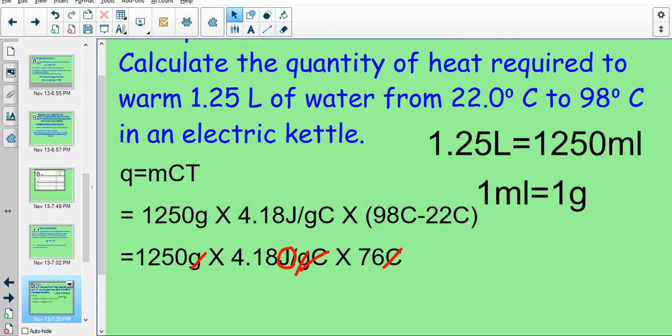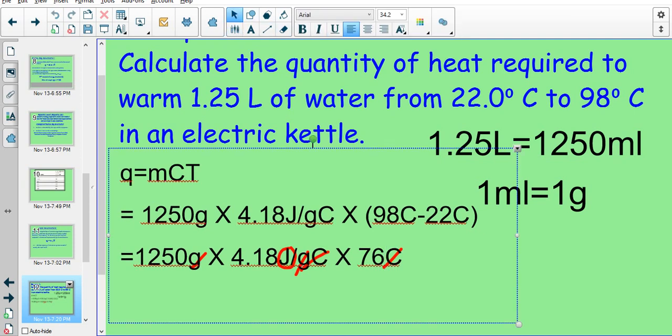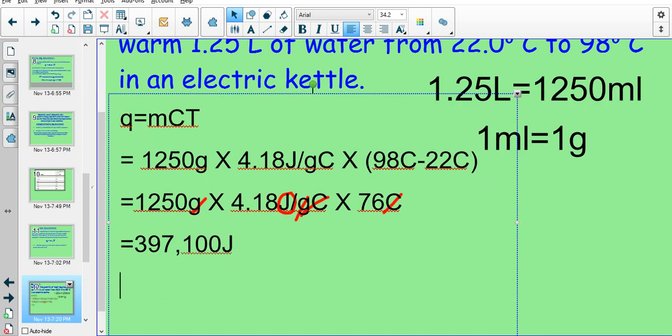So far we're doing everything well. Notice the fact label method continues to help us even in grade 12. So what we're left with after some simple calculations in our calculators is that we have 397,100 joules, and if we round that to something or change the unit to something a little more practical, we have 397.1 kilojoules. Okay, not necessarily sig figs, but we'll just leave it at that for now.